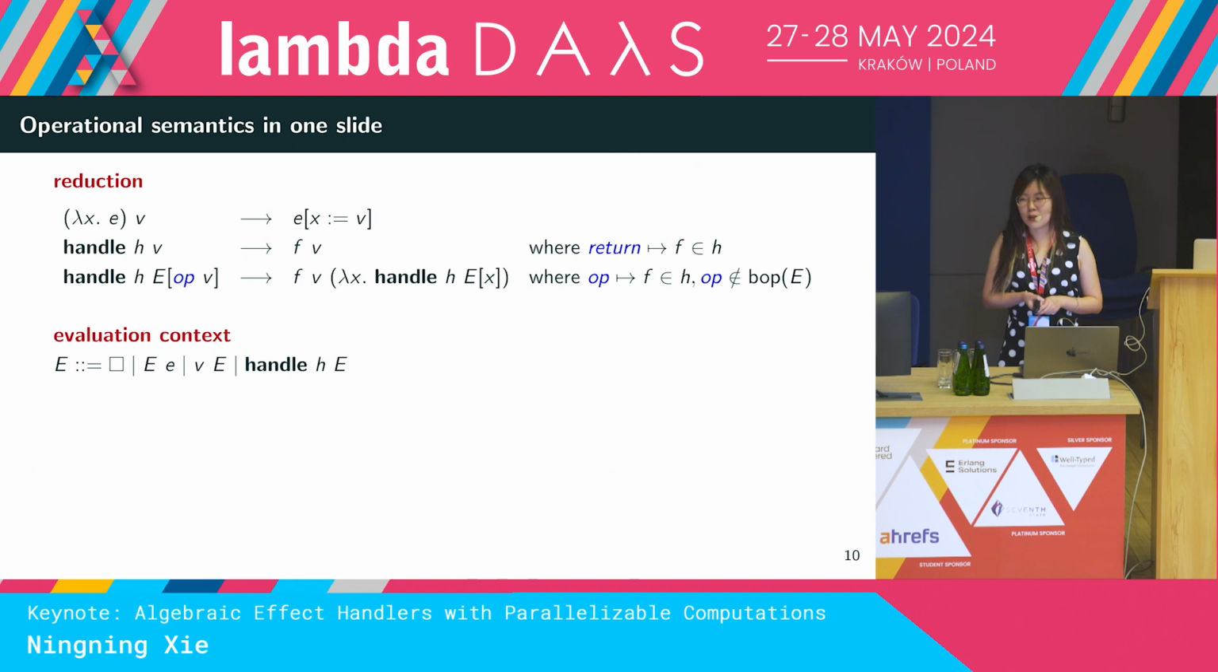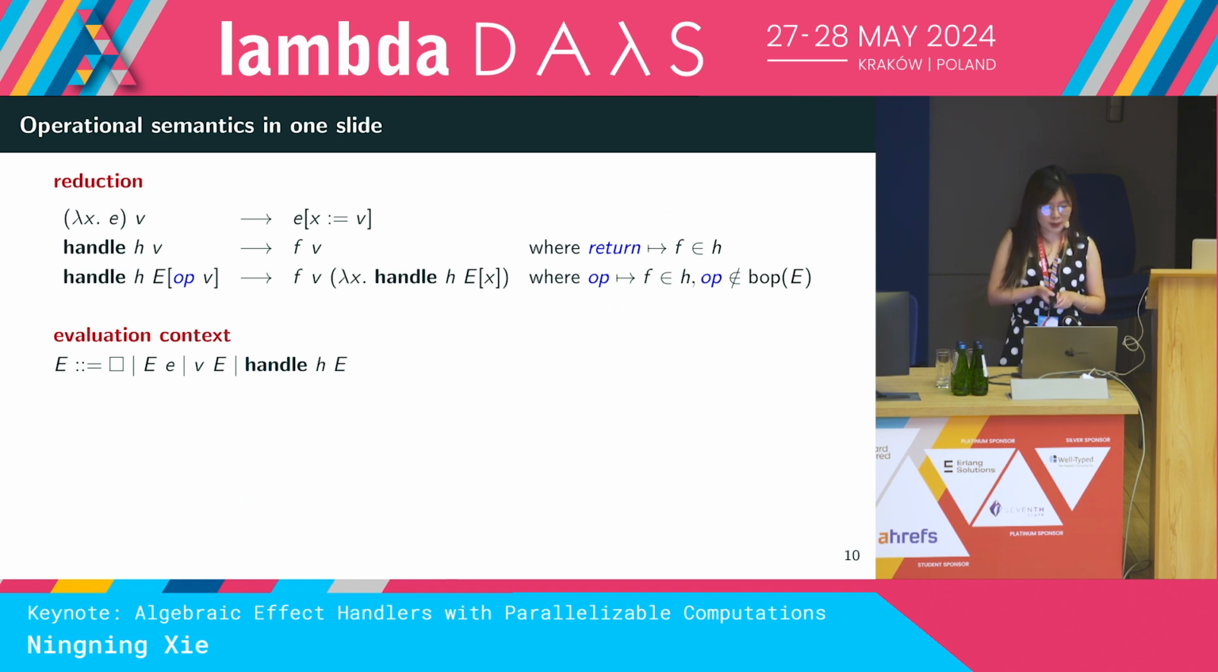the operation clause F applied to the operation argument V, as well as a function which we call the continuation. And the continuation, as you can see, captures from where this operation is performed to where this handler is used to handle this operation. And it's a function basically waiting for the result of the operation. And having the continuation available allows us to decide how we want to use the continuation inside this handler implementation F.